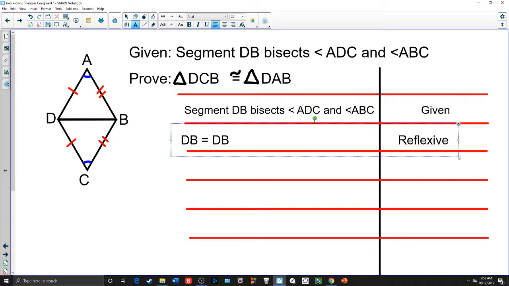Reflexive. The reflexive property says that a side is equal to itself. So we know that DB is equal to itself, DB. And that will take care of all our sides, actually. We're halfway done now, a little bit more than halfway.